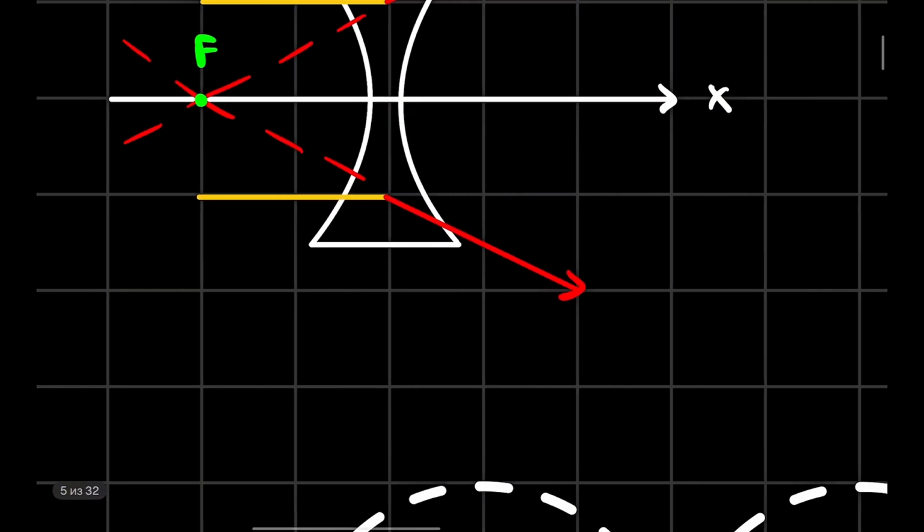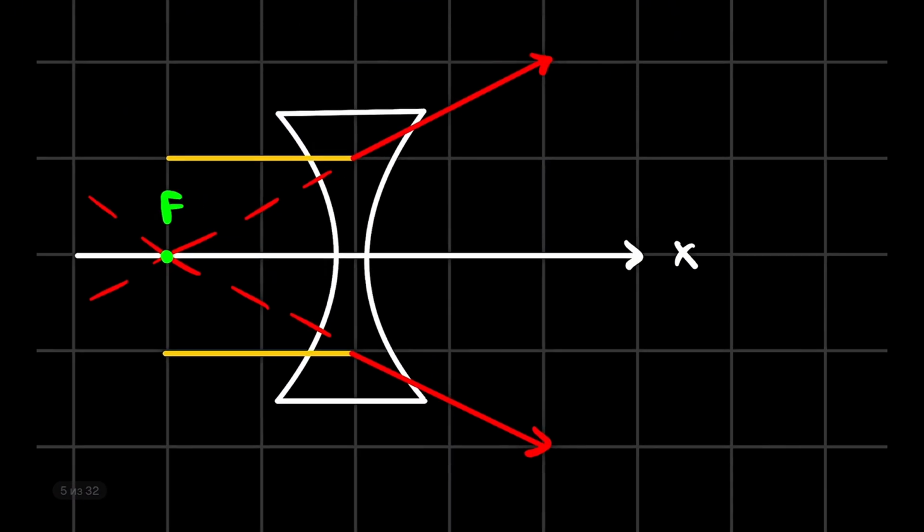They will collect light. And here they would spread it outward. That's why they do not collect. Instead, they run away from that focal point. That's why it would be minus.